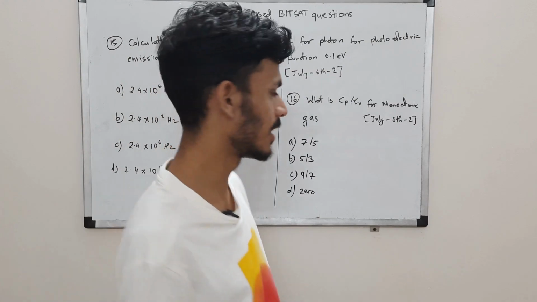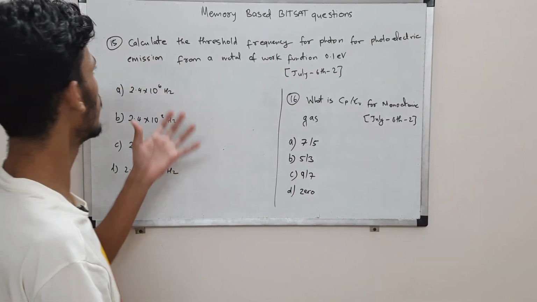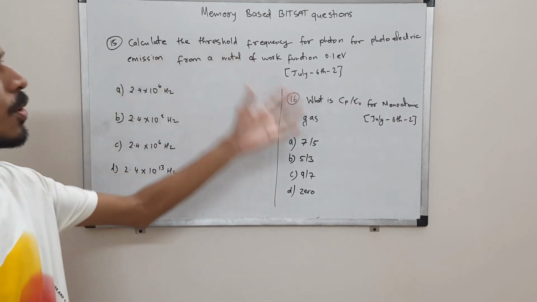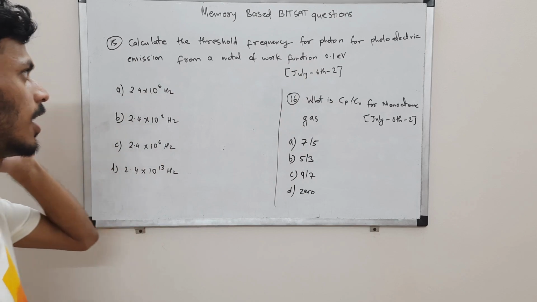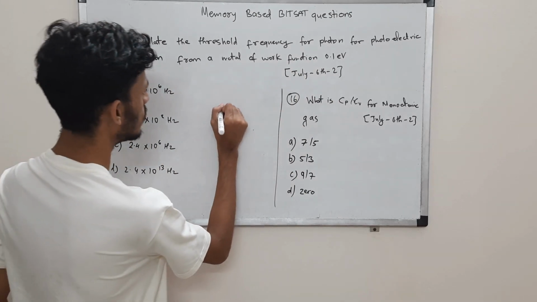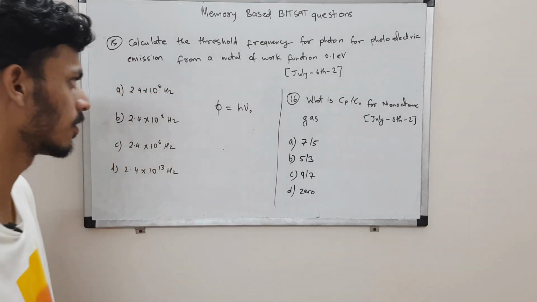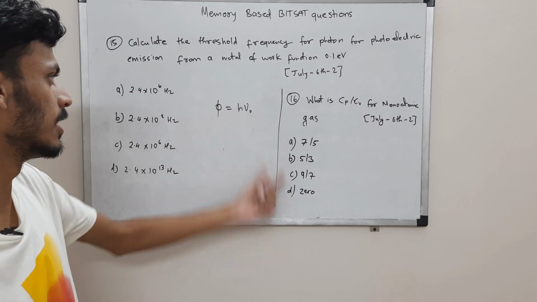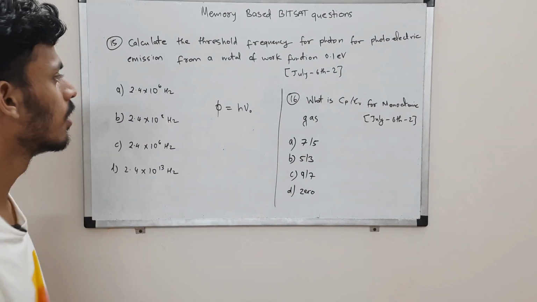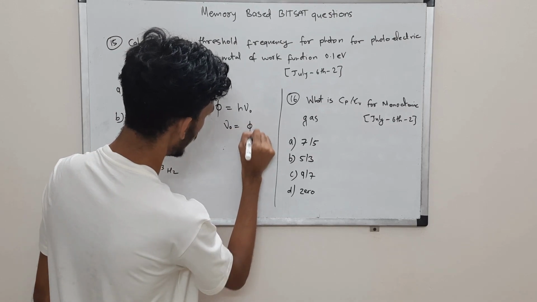Question 15 and 16 over here, these two are pretty straightforward questions, so let's go through them. In question 15, we are told to calculate the threshold frequency. The work function of the metal is given. You are just supposed to use work function equals h times nu naught, where nu naught is the threshold frequency. So the threshold frequency is phi by h.